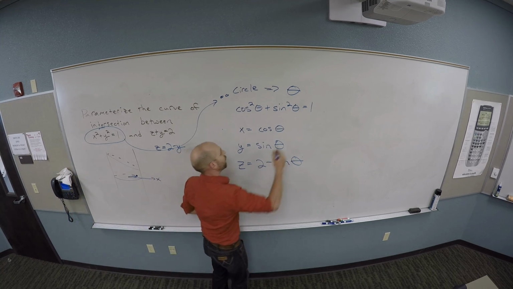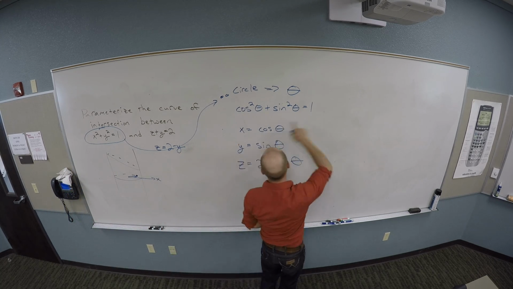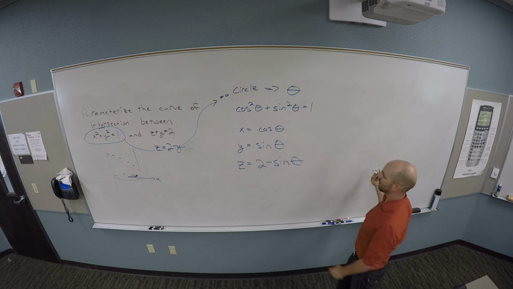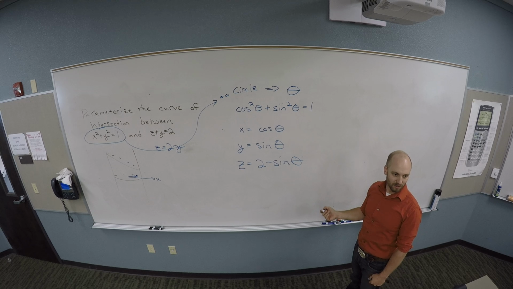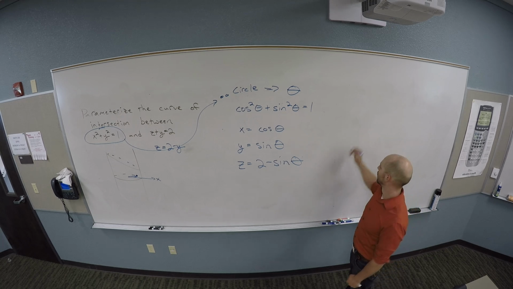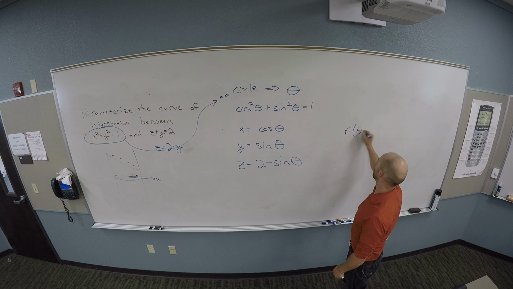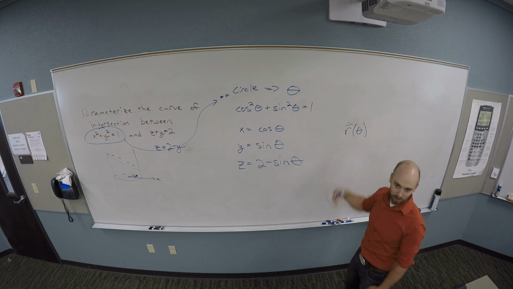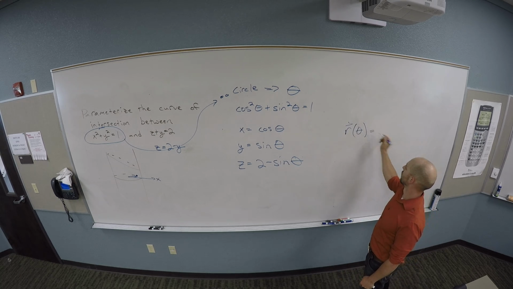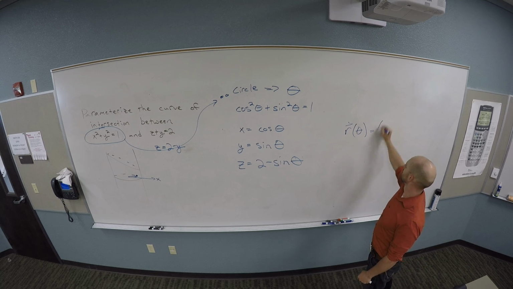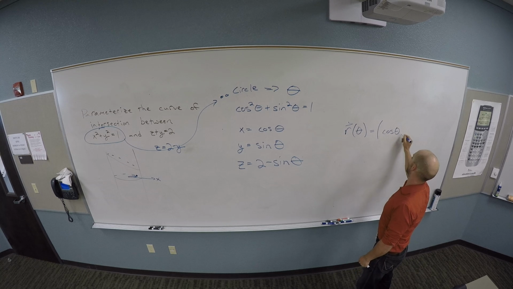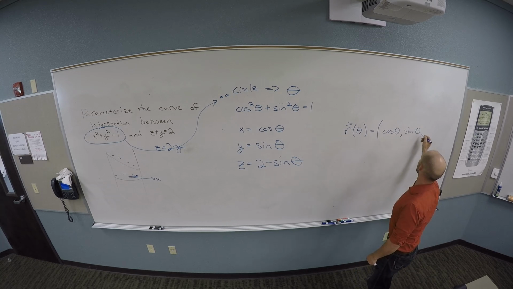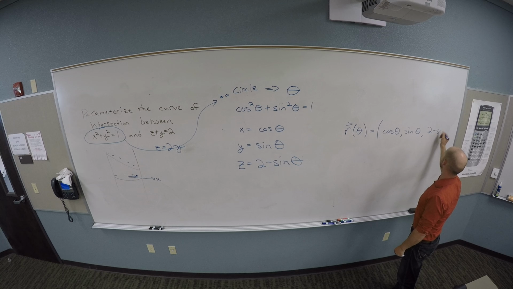So here's your cylinder, or your ellipse. And how do I write this thing? Name your parameterization something. r of theta equals cosine theta, sine theta, 2 minus sine theta. Perfect. Cosine theta, sine theta, 2 minus sine theta.